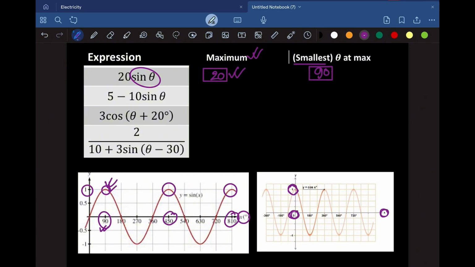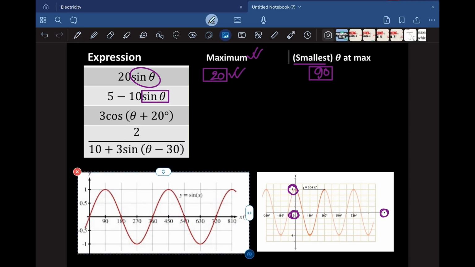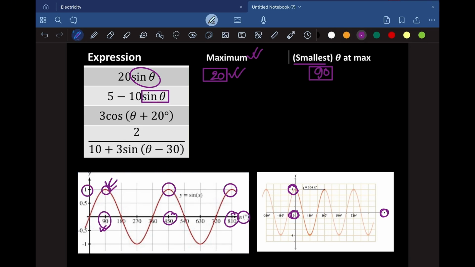Now this is not that easy, it becomes a little tricky. So we'll go through all the examples possible, all the different examples that can come in your exam. The next one is 5 minus 10 sine theta. Here we know sine x is maximum at 1, so we can rewrite this as minus 10 into that 1 plus this 5. So our answer will be minus 5.